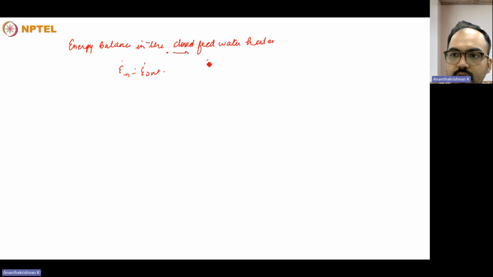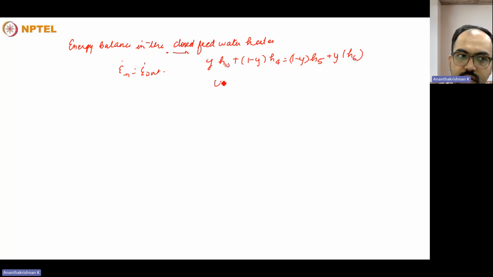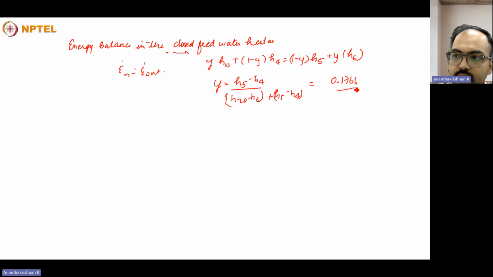So basically, Y into H10 plus 1 minus Y into H4 will give us 1 minus Y into H5 plus Y into H6. So here Y is equal to H5 minus H4 divided by H10 minus H6 plus H5 minus H4. Just substitute the values that we have seen in the previous case. So we'll get the value of fraction Y as 0.1766. Similarly, we have to look into the second part. Once we got Y, we have to get the fraction of the steam Z in the open feed water heater.